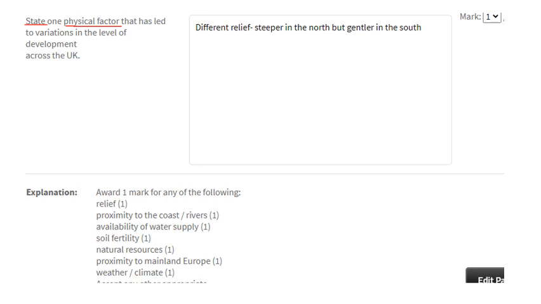So because it's physical, it's a natural factor. So it could be, as we've got here, different relief, that it's steeper in the north. You don't need to explain it. You just state it. And you can see we have a whole range of the different answers you could have given down here. But again, this is where knowing the key terms and how they link is critical, so you can give the correct answer, as well as reading the command word and the focus and restriction of the question.